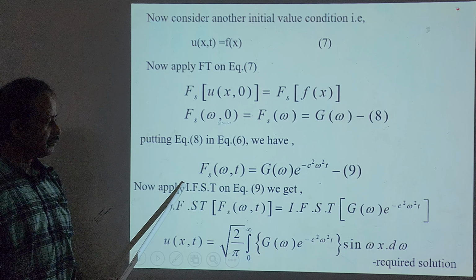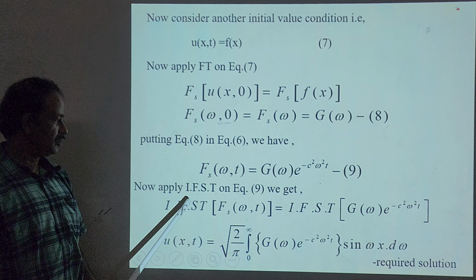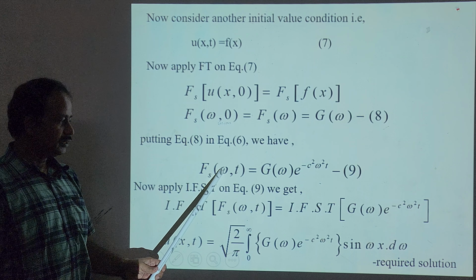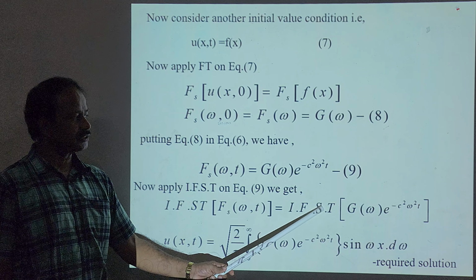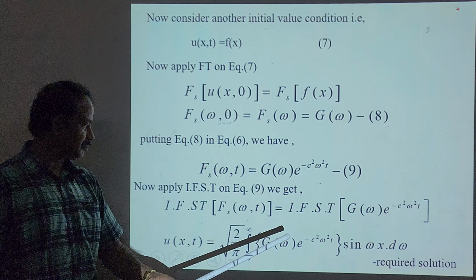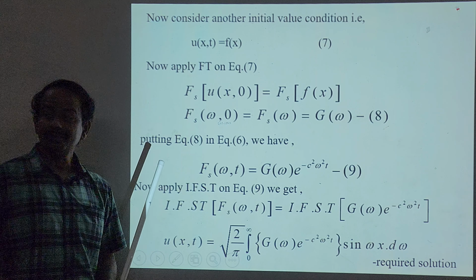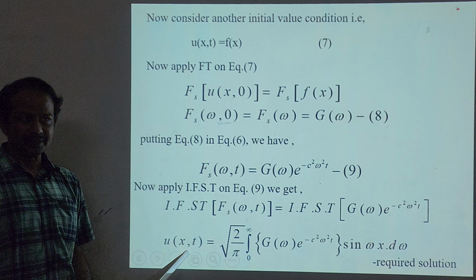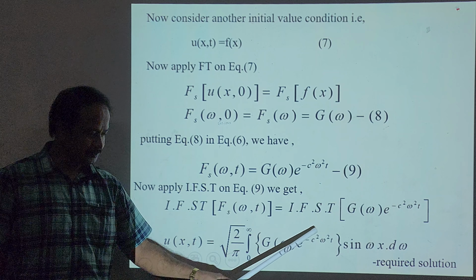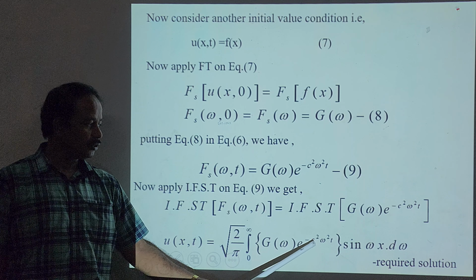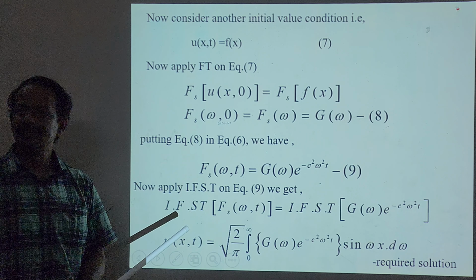Now apply the inverse Fourier sine transform on equation 9. You will have the complete solution. The inverse Fourier sine transform of the left hand side is equal to the inverse Fourier sine transform of the right hand side also. The inverse transform of the left side is nothing but u(x, t), which is your thermal distribution function, that we want. So the thermal distribution function is given by root of 2 divided by pi, the integral of g(omega) e power minus c squared omega squared t sin omega x d omega, which is your required solution.